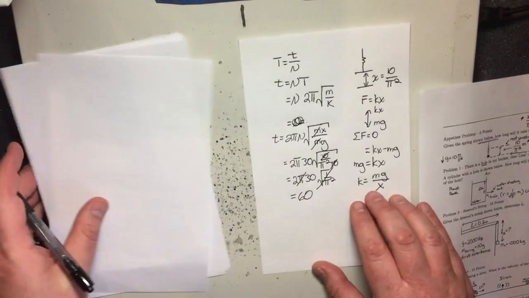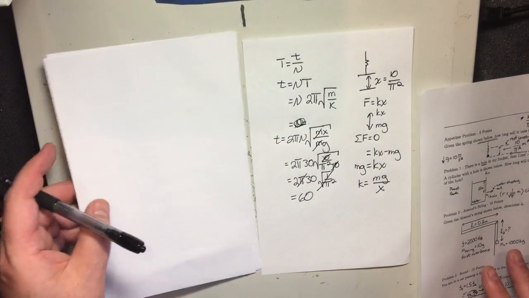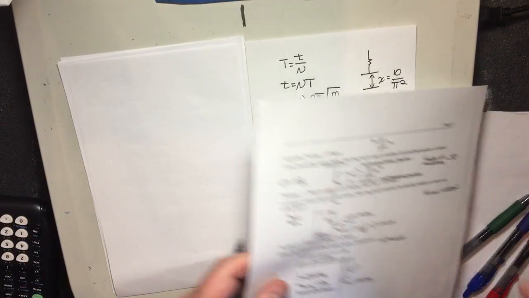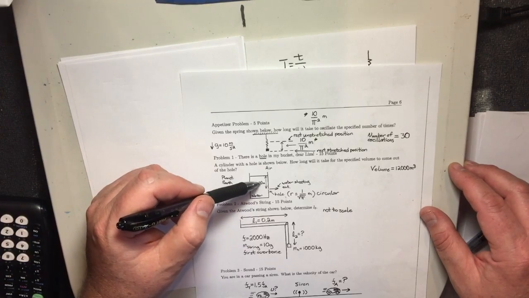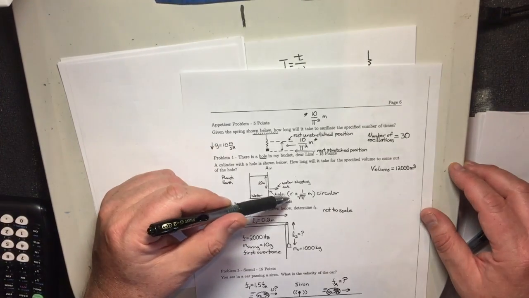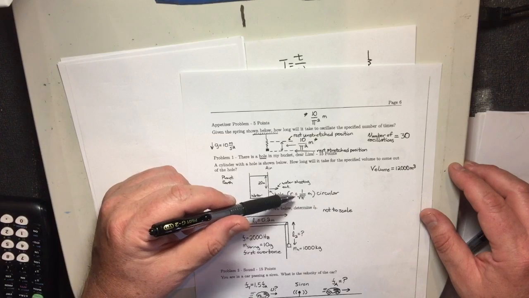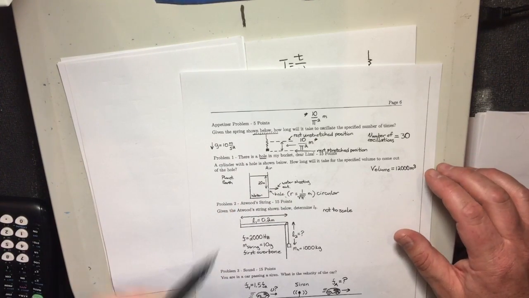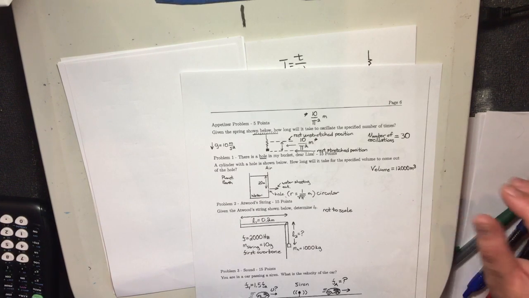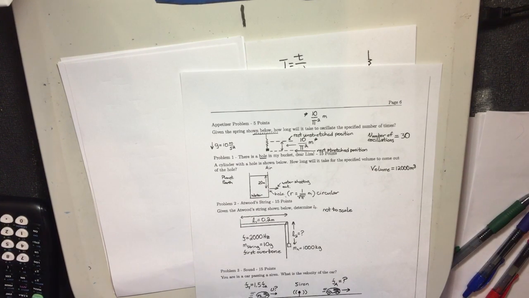Next, we have a bucket. The depth underneath the surface is 20 meters. There is a hole. The radius is 1 over pi square rooted. The volume above that line is 12,000 cubic meters. A cylinder with a hole is shown below. How long will it take for the specified volume to come out of the hole?